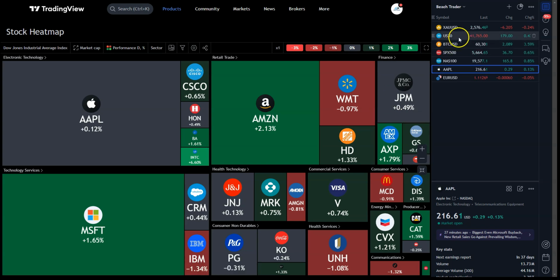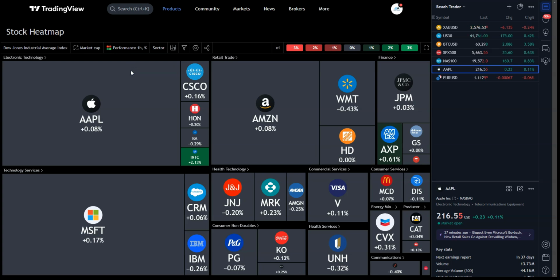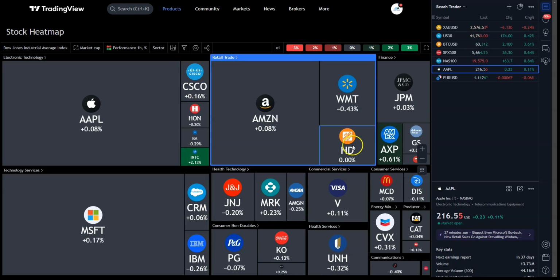So let's look at the US 30. It's been going up. It went up almost $200 today since the morning, when the market opened. Now we're looking at it from a day perspective, from 24 hours. So we could change this and say, well, what's been going on the last hour? Well, as you see, the last hour, nothing's going on.